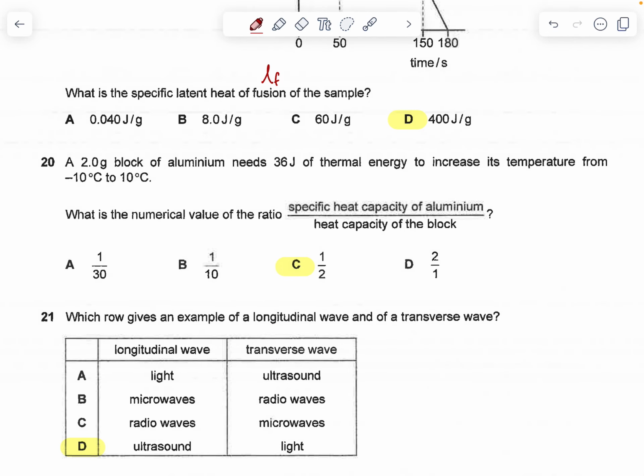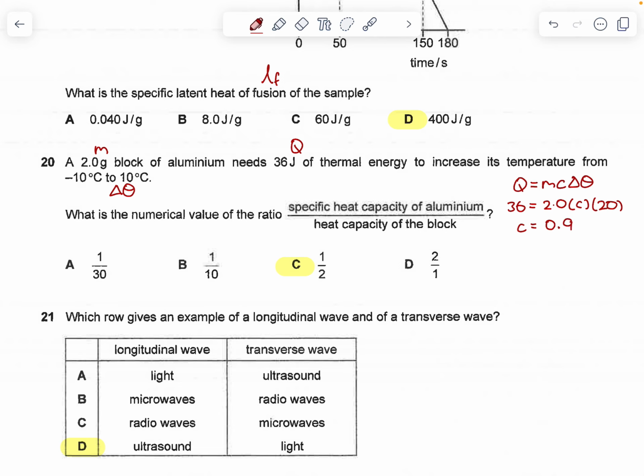Question 20. A block of 2 grams of aluminium needs 36 joules of thermal energy to increase its temperature from minus 10 degrees to 10 degrees C. So M, this is Q, and this is delta theta. Using the formula Q equals MC change in theta, we have 36 equals 2.0 times small c, change in theta will be 20 degrees C. We get C equals 0.9.